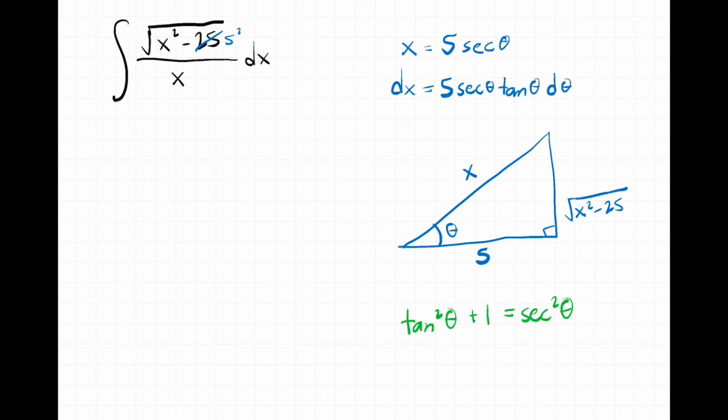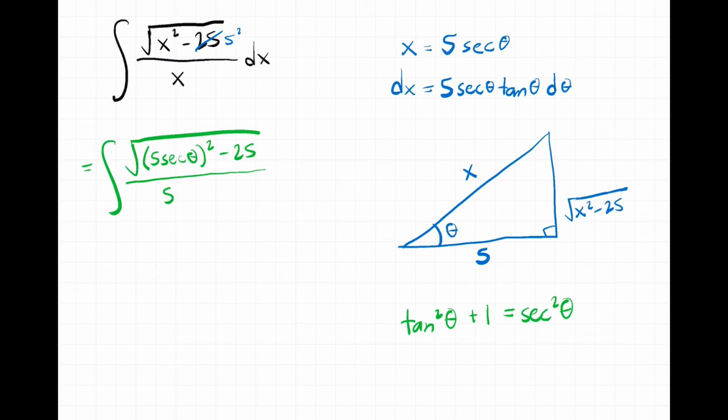Well, you'll see. This integral is equal to the integral of, let's fill in our x squared. Our x is 5 secant theta. That whole thing is being squared, minus 25, all under the square root, all divided by 5 secant theta. And our dx is 5 secant theta tangent theta d theta. So just to get some things out of the way, maybe I'll cancel as much as I can right away. I've got a 5 on the top and a 5 on the bottom I can cancel. I've got a secant on the top and a secant on the bottom I can cancel. I'll get rid of those.